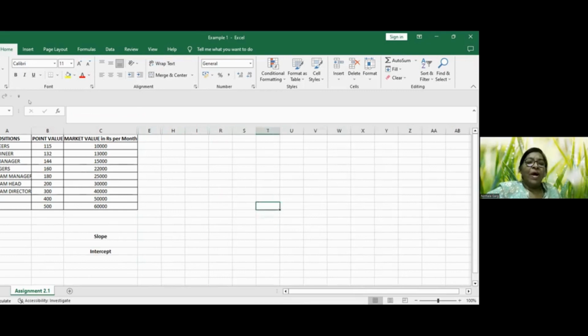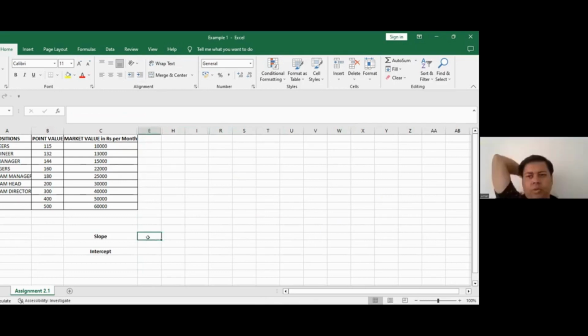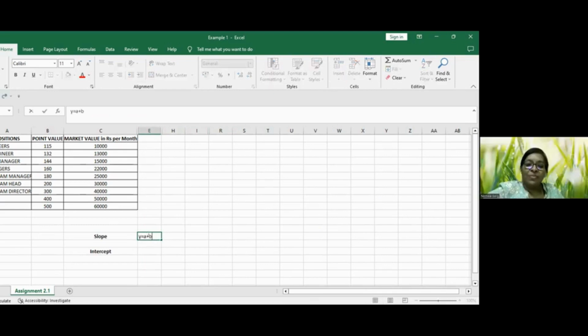Done. Now, what will you do? You have to calculate the salary I need to pay in my organization for these positions, considering that I have the market value. Now, what is the formula? Use the formula here first. Put it down in any fourth column anywhere. Y is salary, and Y is equal to A plus BX.